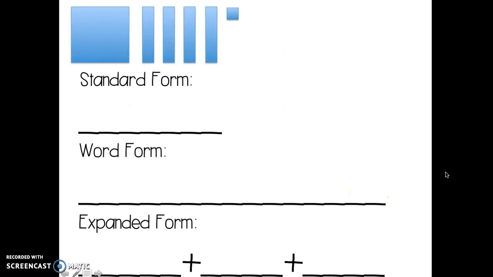Now I'd like you to try this one all on your own. I gave you the base 10 forms. I'd like you to write it in standard form, word form, and expanded form.